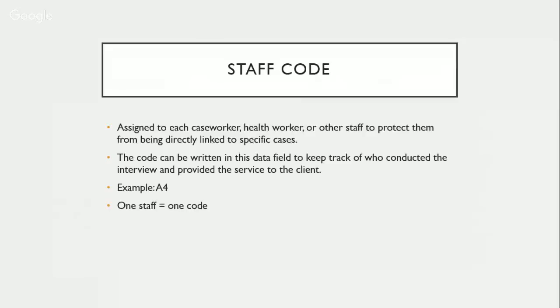Each staff person gets their own code, and that code never changes. For example, if caseworker A in Site 1 has the code A4, if they leave their job and a new caseworker is hired in their exact position, that new caseworker gets an entirely new code. The code A4 would have been retired when the initial caseworker left the office.